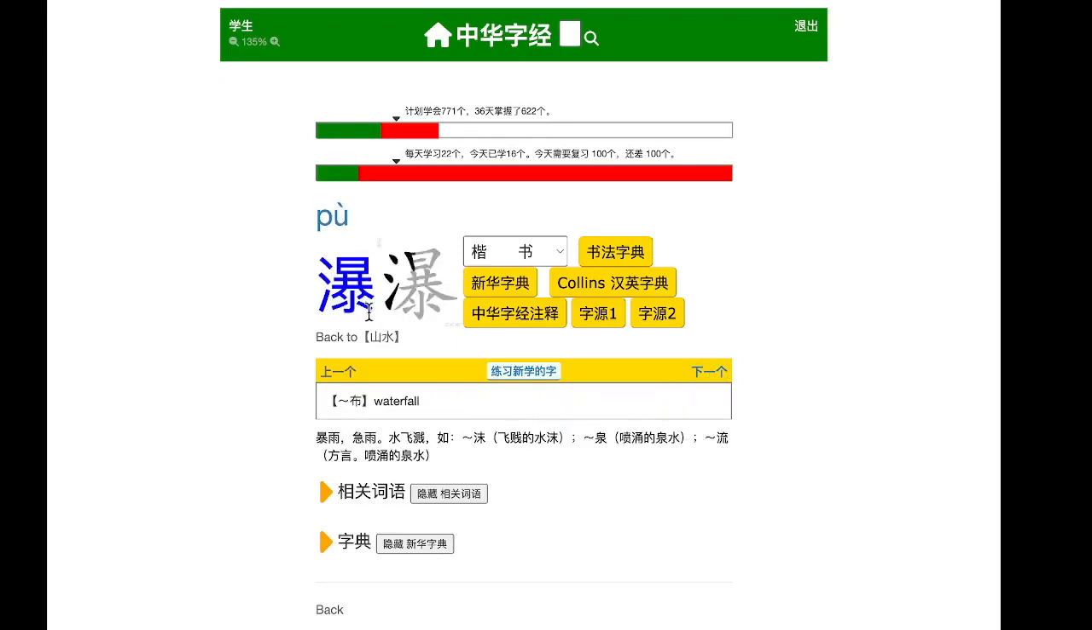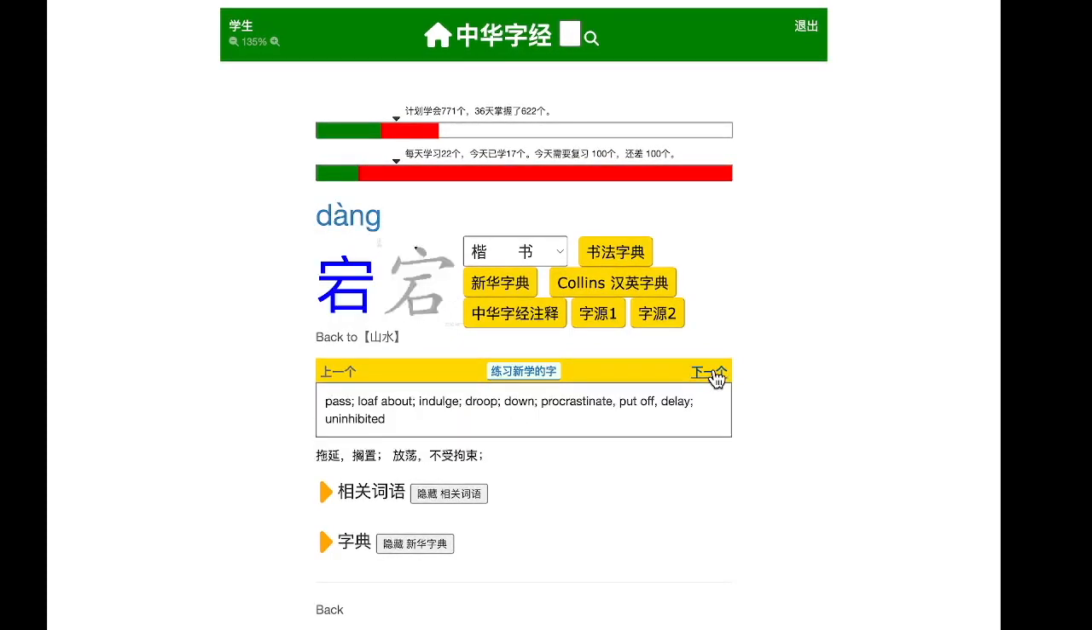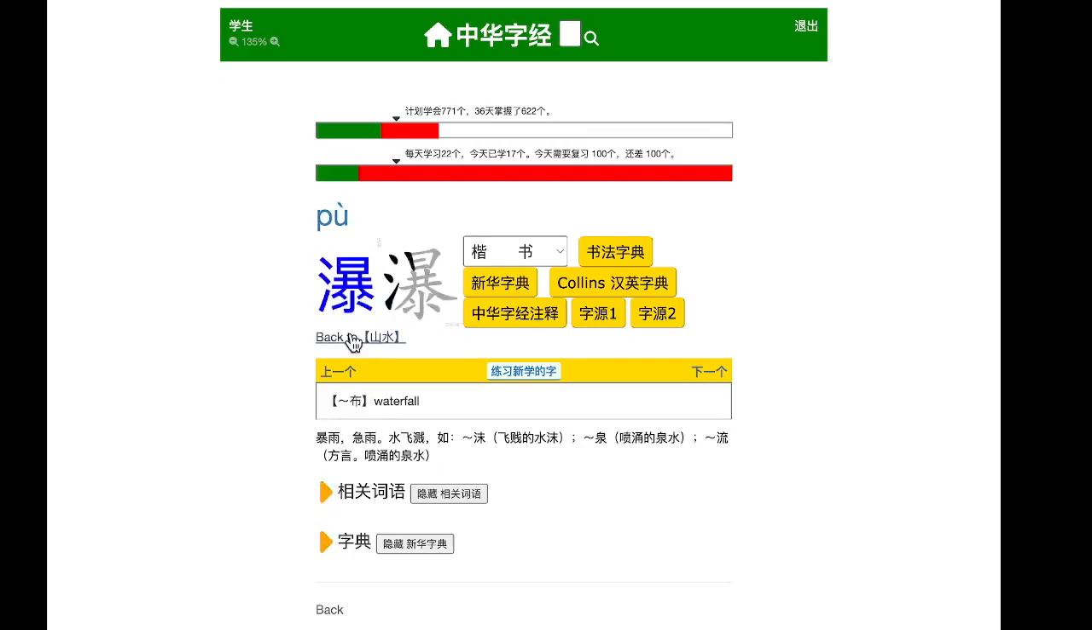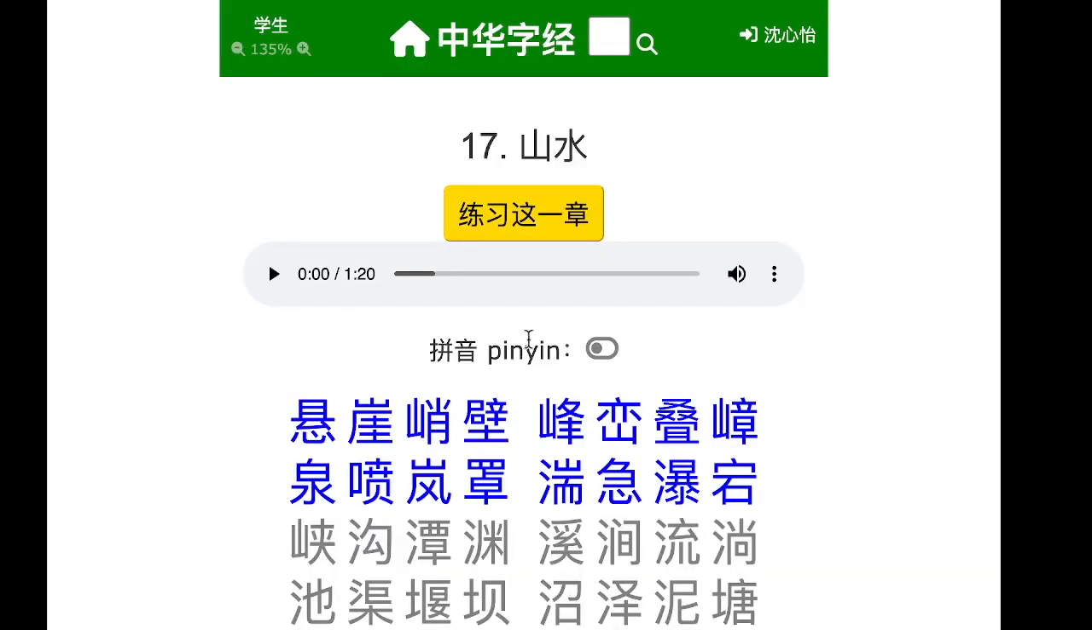瀑 is usually used in the word 瀑布, which means waterfall. Here, 荡. This 荡 means to pass or loaf about, indulge, procrastinate, put off, delay, droop down, uninhibited. It's the way that the water in a waterfall falls in that uninhibited way.